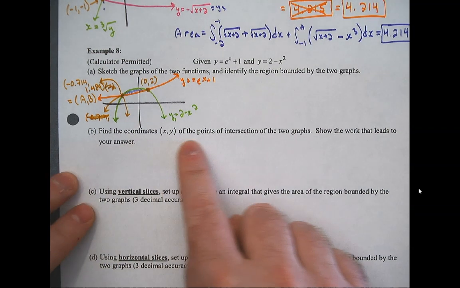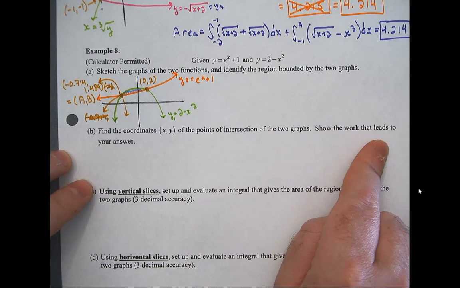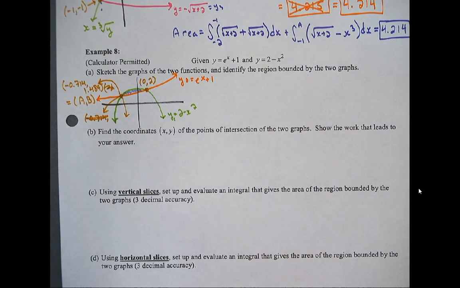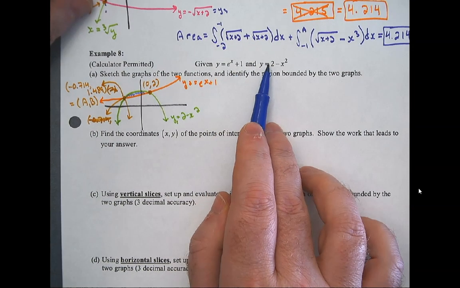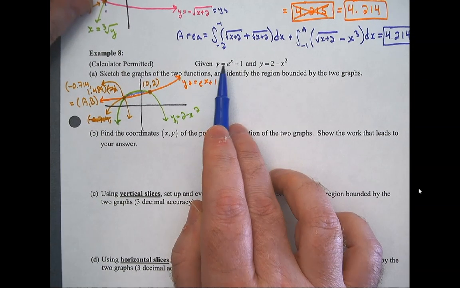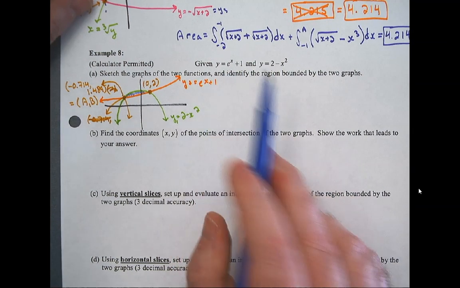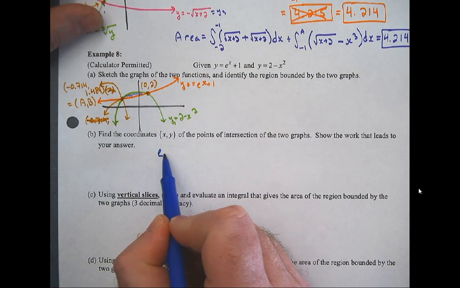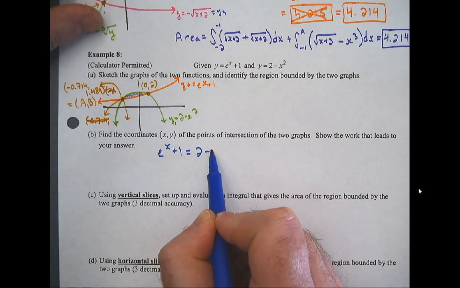Find the coordinates of the points of intersection. Hey, life is good there. That didn't take long. Oh, show your work. That takes a little bit of effort. Not much, but just a little bit. Show your work. So if I said do it algebraically, how would you figure out where these two curves intersect each other? What could you do to their equations? Hopefully you said set them equal to each other.